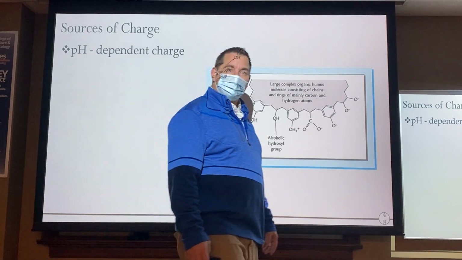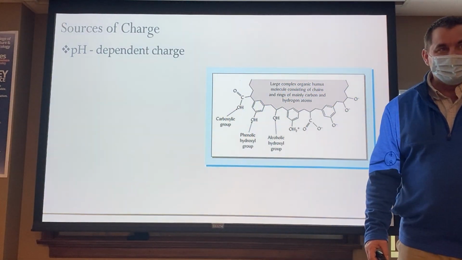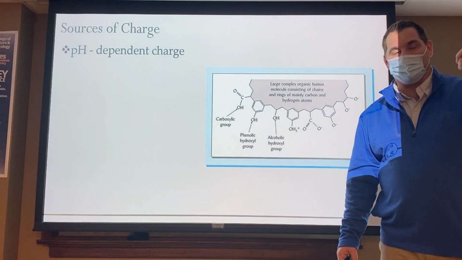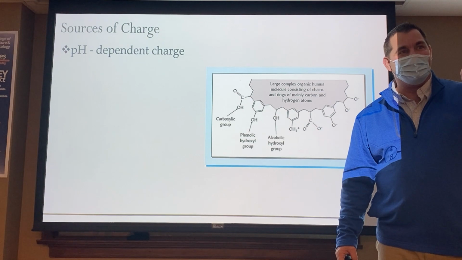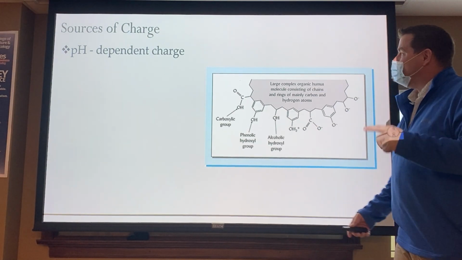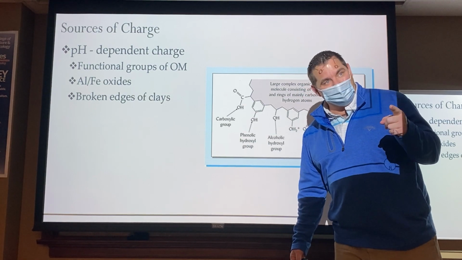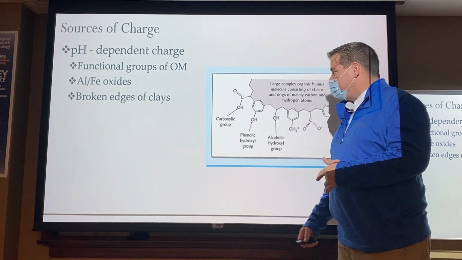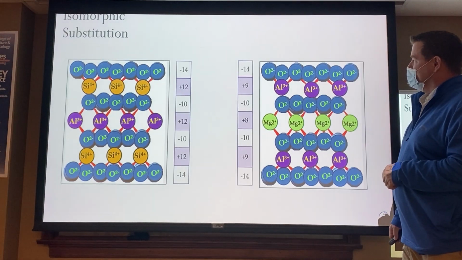Jacob, do you remember the 3 sources of pH-dependent charge from class? Organic matter. Okay, we got functional groups of organic matter. I got it written down. Okay, so the 3 sources of pH-dependent charge: functional groups of organic matter, aluminum and iron oxides, and broken edges of clays. Aluminum and iron oxides being this.